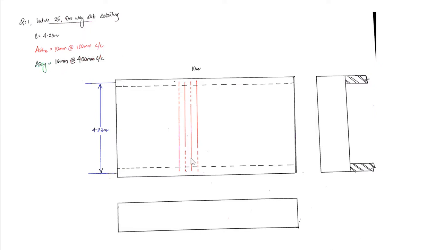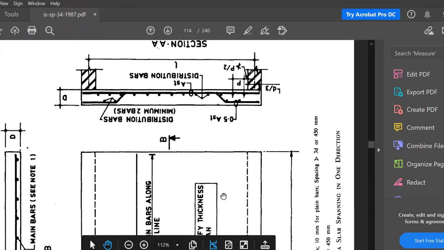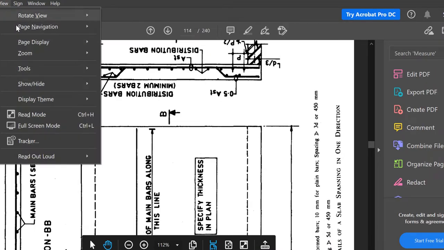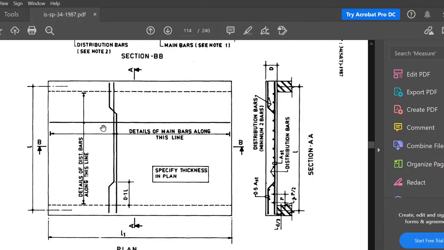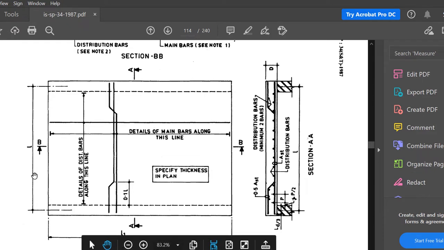You will provide it like this. That is, here you will bend the bar and remaining portion you will go straight. This distance according to your SP34 is given as 0.1 L from the support. From the edge of the support we need to crank the bar at 0.1 L. You can see here, and L is the center to center distance between your supports.